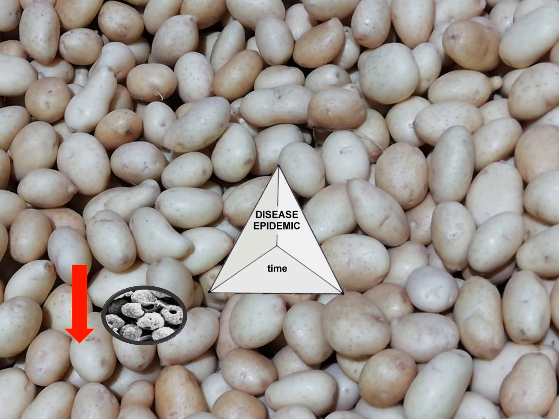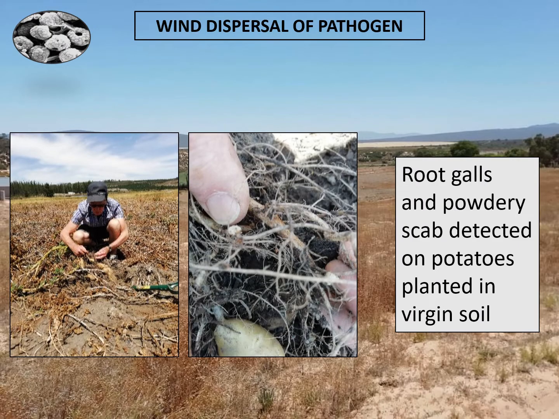So how do we lower the initial inoculum concentration in the soil or on seeds of Spongospora? Well, we first need to know where this is found and what the threats are of various different aspects of initial inoculum. A couple of years ago, I visited some potato fields along with a colleague from New Zealand, and the grower there mentioned that root galls and powdery scab were detected on potatoes that were planted in virgin soil. And these potatoes that were planted were actually also mini tubers.